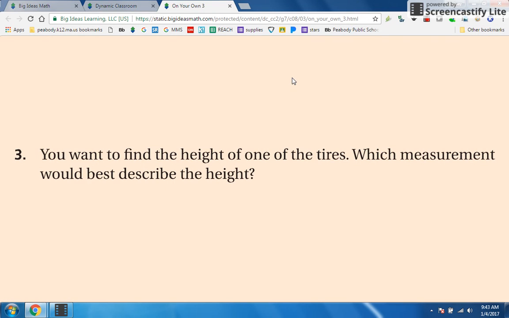Here's one final one where I want to see if you can figure this out. So you're going to pause this one too. It says you want to find the height of one of the tires. Which measurement would best describe the height? So basically from the ground through the center to the top, what measurement is that? So pause and write down what measurement that would be.